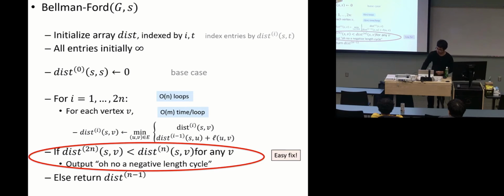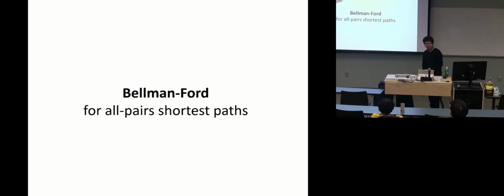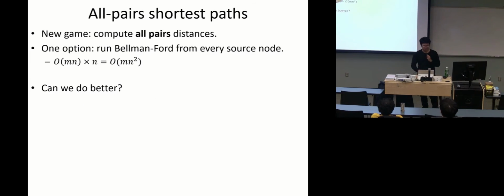Okay. Good. So that's it for Bellman-Ford for single source shortest path. But now we can use similar techniques for all pair shortest path as well. So that's the next algorithm now.